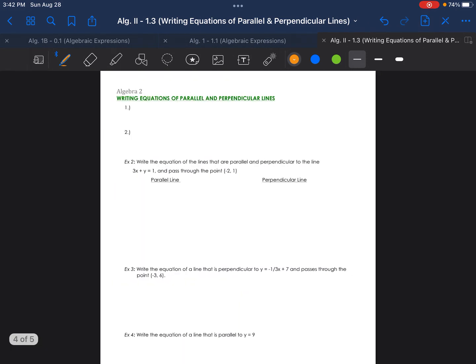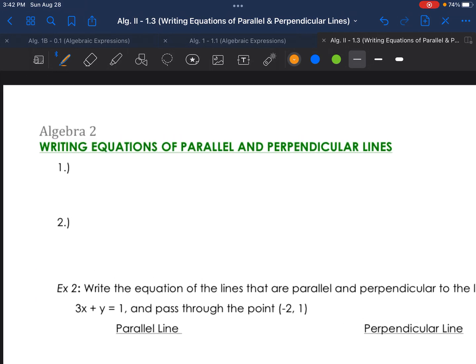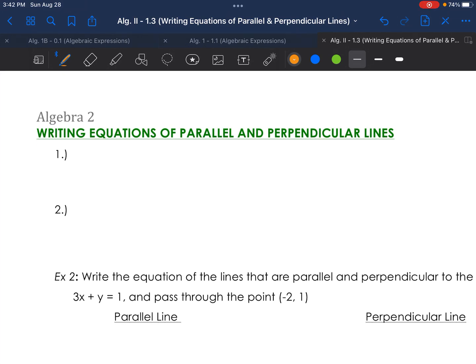On to page 10 here, writing equations of parallel and perpendicular lines. So that's what we said we were going to be doing today. So 2 steps. Step 1, identify, which you could shorten down to ID if you want. Identify what slope, aka M, you should use.